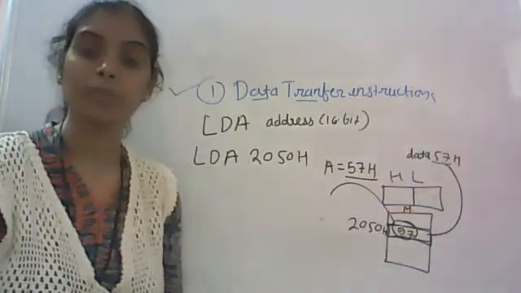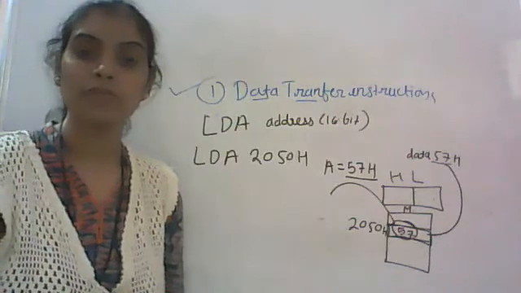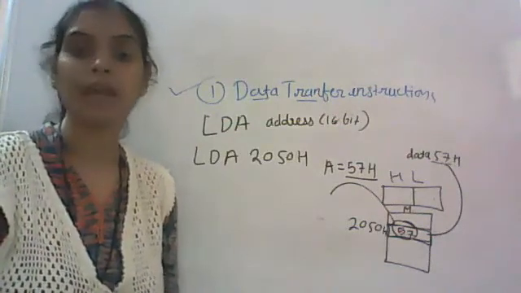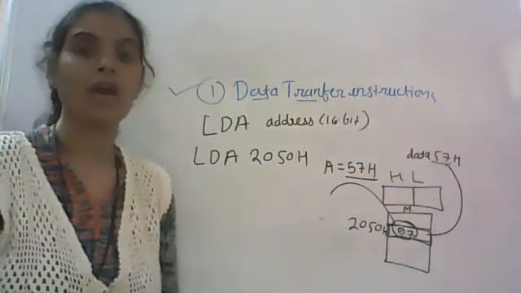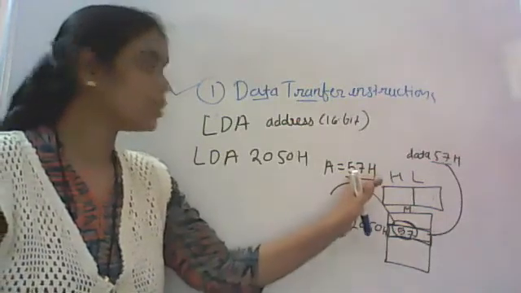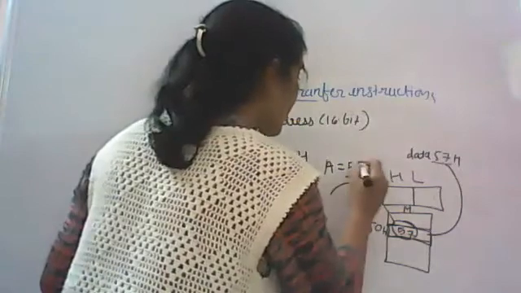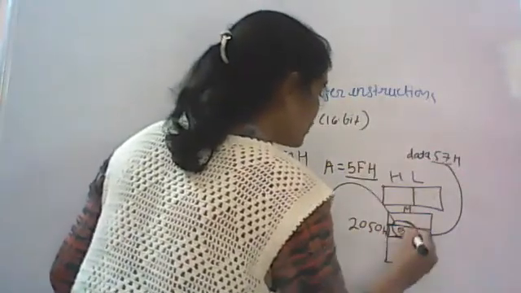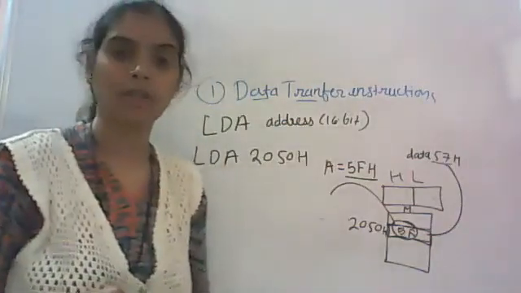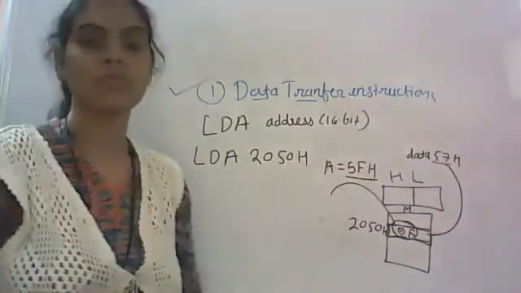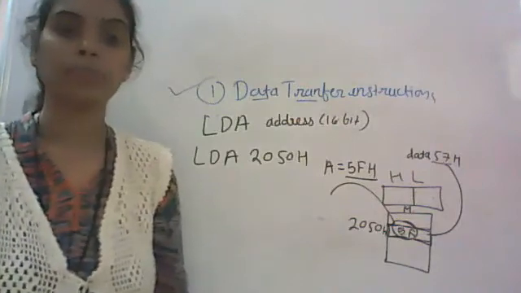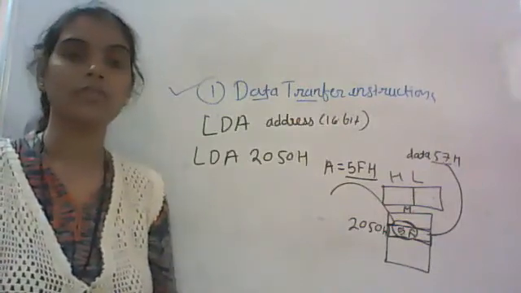The content of memory location specified by 16-bit address in operand are copied into the accumulator. Here 16-bit 5F. This 5F stored in accumulator after the execution. Okay. This is the LDA instruction.